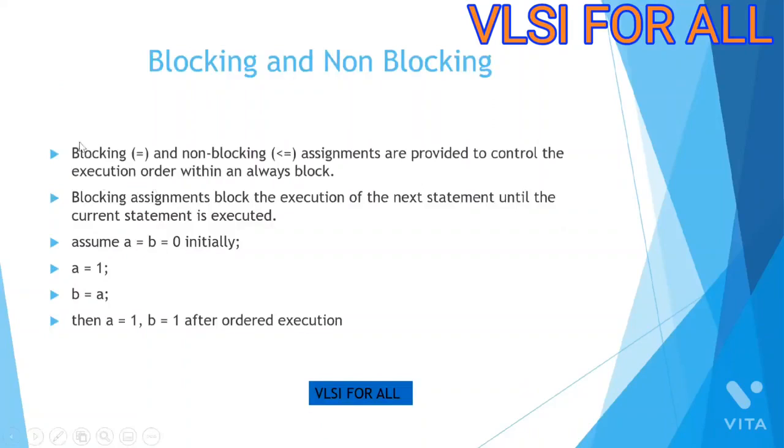Blocking and non-blocking assignments are provided to control the execution order within an always block. For example, we have an always block with two statements, and there are two types of assignments in Verilog: blocking and non-blocking. This one is the blocking assignment. It blocks the execution of the second line of code until we are done with this one.